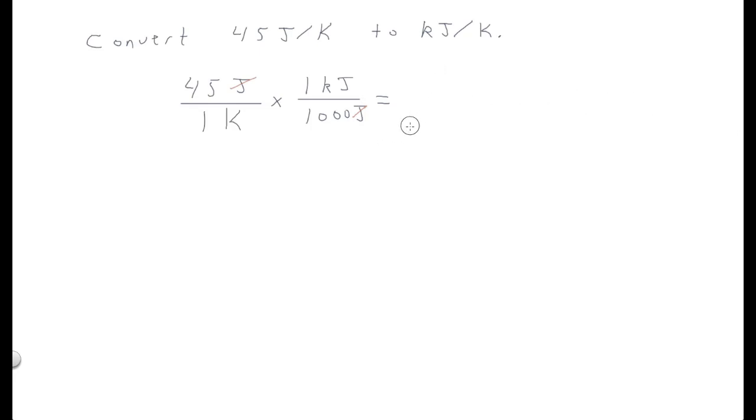Okay, is that your final answer? And that would be 9 kilojoules over 200 kelvins, which is basically 0.045 kilojoules over kelvins. So what was your final answer? 0.045 kilojoules over kelvins.